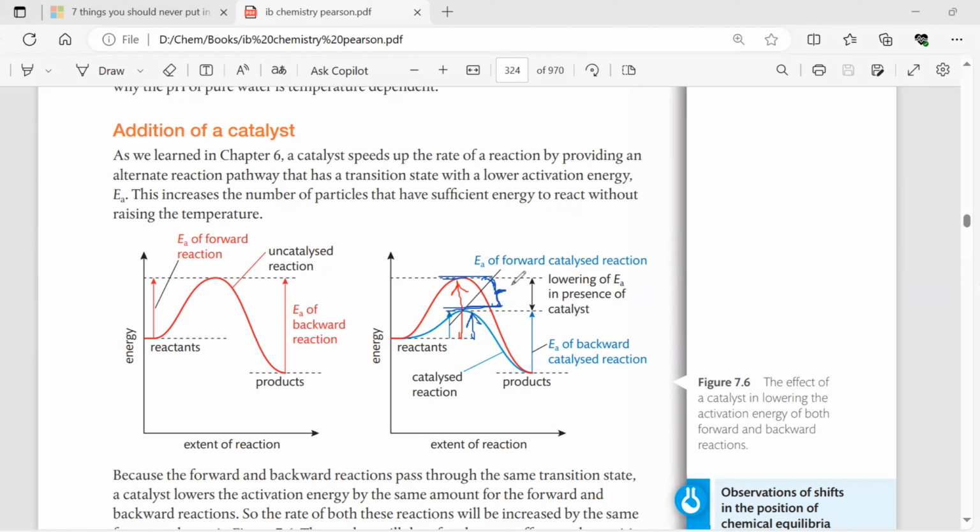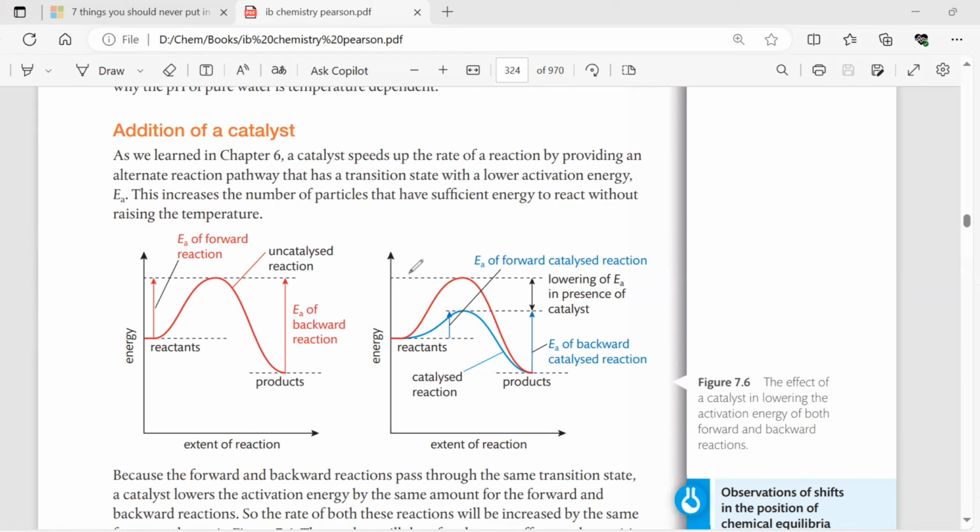Now, if you see the backward direction, the backward direction is this. And what is the activation energy? Can you draw? This becomes a reactant, so reactant to the top of the hill is the activation energy of the backward reaction, EB. Now it lowered by this amount. So the backward direction activation energy is this. It lowered by this amount only. So the lowering of the activation energy is equal in the forward and the backward direction.